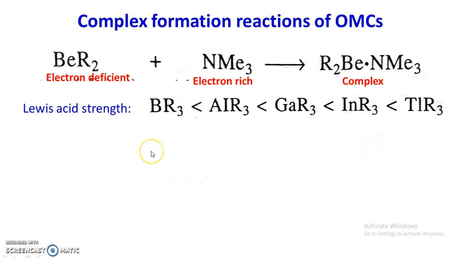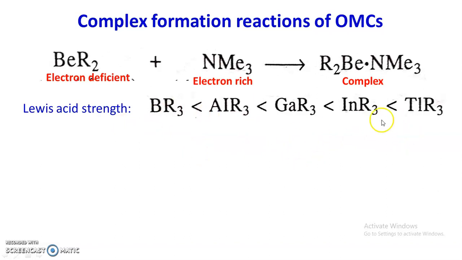Now the Lewis acid strength for group 13 trialkyls follows the order: trialkyl boron shows the least Lewis acid strength, and it increases from trialkyl aluminum to trialkyl gallium, indium and thallium. In this way, trialkyl thallium is the strongest Lewis acid, and trialkyl boron is the weakest Lewis acid among the trialkyls of the various group 13 elements like boron, aluminum, gallium, indium and thallium.